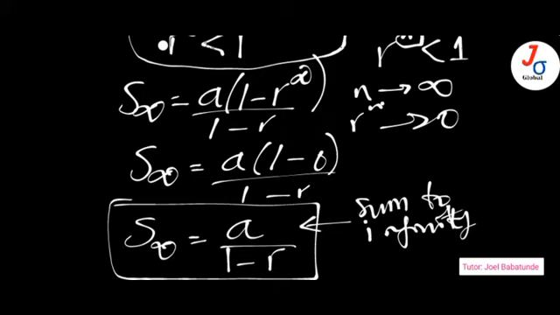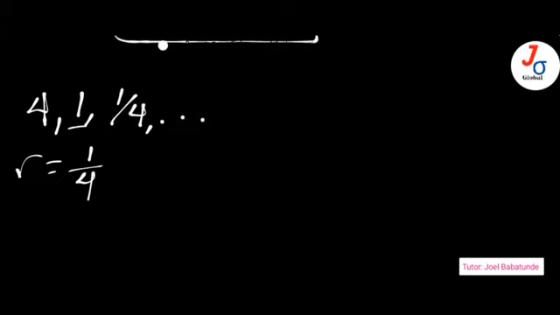Let's use this formula to solve an example, because this is the last episode for this sequence and series. Let's say you have 4, 1, 1 over 4, and so on. How do you find the sum to infinity of this kind of series? What's your R? Your R has to be 1 over 4, because it's the ratio of the GP. And what's your A? Your A equals 4.